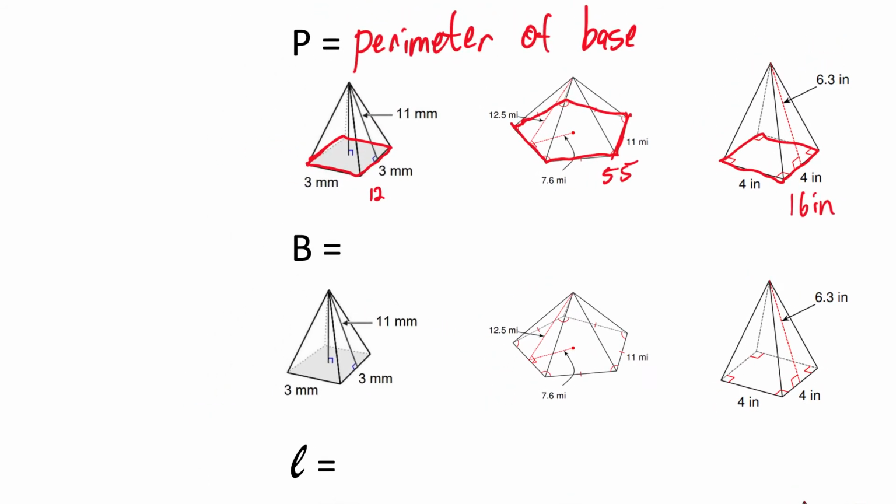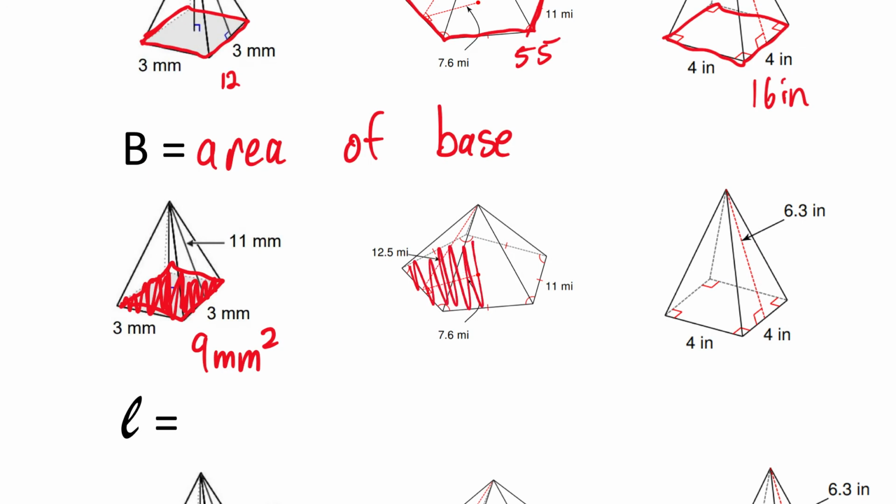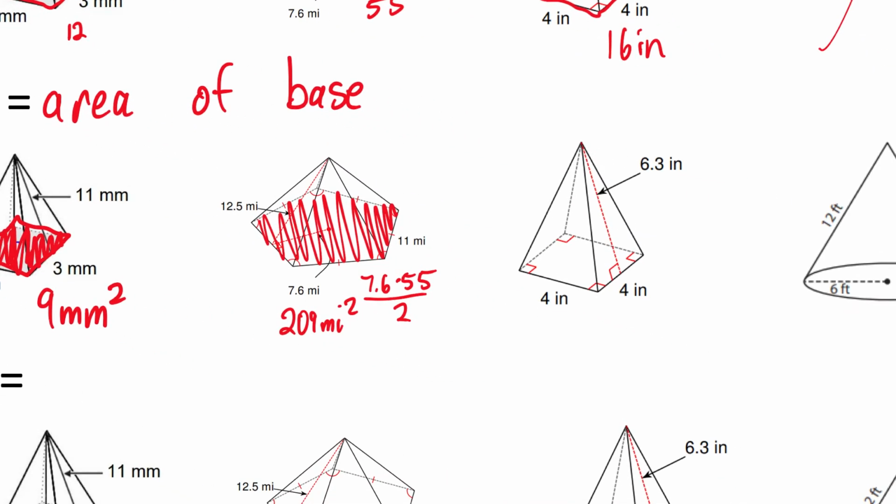Ignore that. We could talk about the circumference, but we really don't need that. What does the capital B stand for? Good. Same thing as last week with prisms and cylinders. It stands for the area of the base. On this one would be the area of that base. What would the area of that base be? 9 square millimeters. On this one we'll be looking for the area of this pentagon, which would be 7.6 times 55 divided by 2. 209. Say again? 209. On this one, capital B is the area of the base. We're looking for the area of that one, which would be 16.